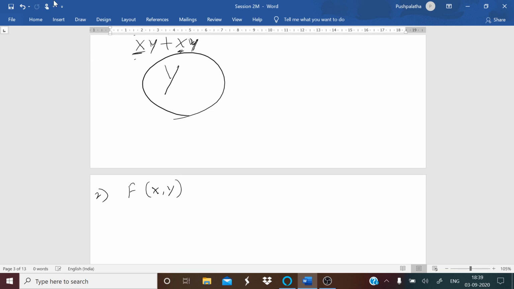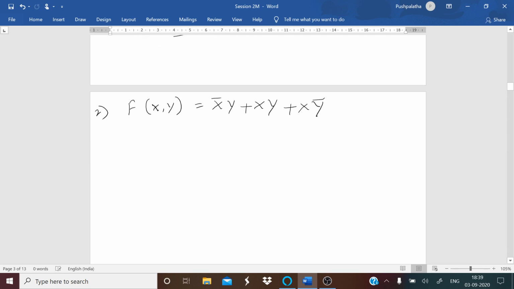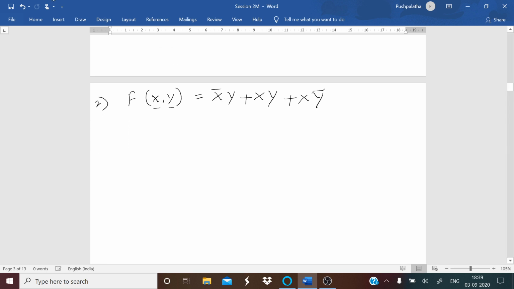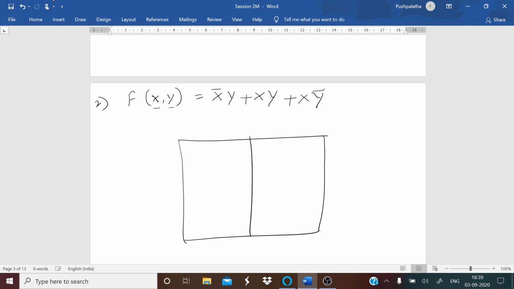F of x and y is equal to x bar y plus xy plus xy bar. So we have to draw that. How many variables are there? 2 variables are there. So how are you going to draw the box? The 4 square box, right? So this is your 0, 1, 2 and 3. This is your x, this is your y. 0, 1, 0, 1. So this is y bar, y, x bar, x.